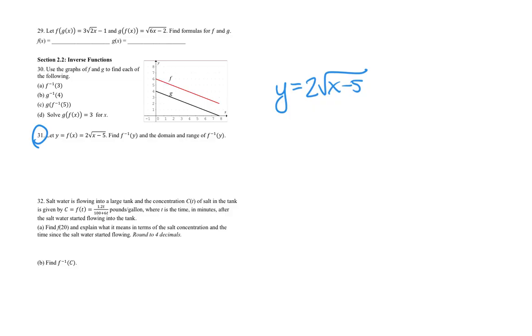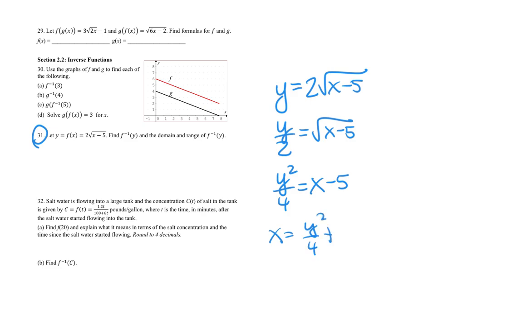So I can divide by 2. Sorry, minus 5. And then I can square both sides. So y squared over 4 is equal to x minus 5, and then I can add 5. So x equals y squared over 4 plus 5. And so that is my inverse function.